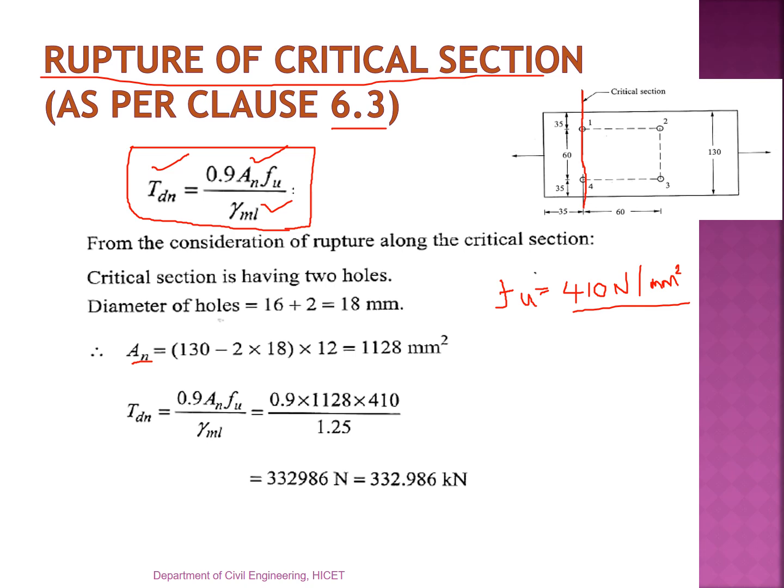Then An is the net area of the section. So we have one critical section, right? This is my critical section. In this critical section, we have two bolts, 1 and 4.